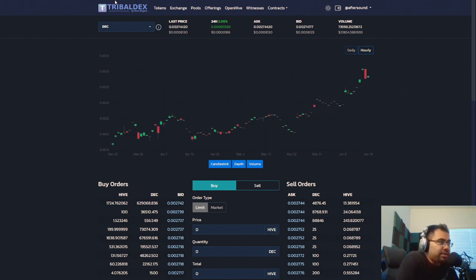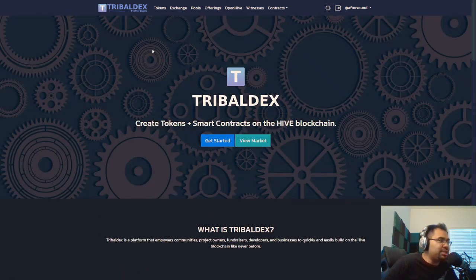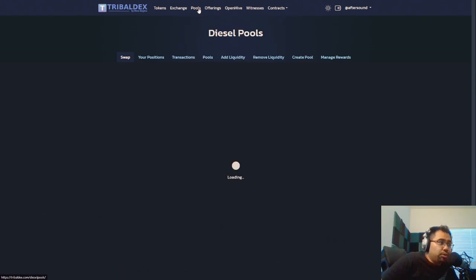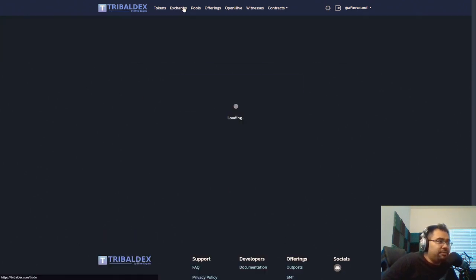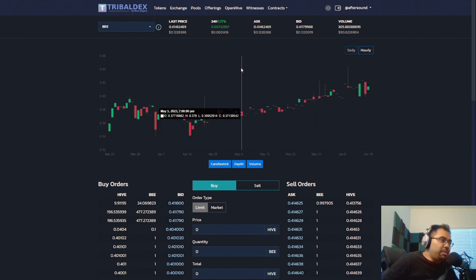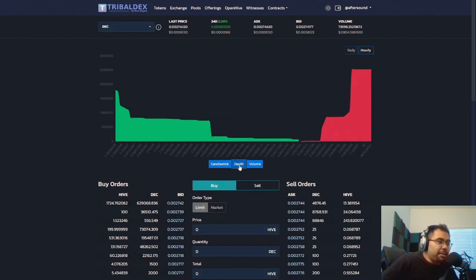So the site I'm on right now is Tribal Decks. And if you just go to the main, I'll just start from the beginning. If you go to the main page here, usually I do pools and you'll see the tokens that you can swap, if you're familiar with that. But if you want to take a look in a more detailed manner, you can go to exchange and then we'll type in DEC over here to bring in DEC. And if you change this from candlestick to depth, you can see where some of these massive sell walls are.